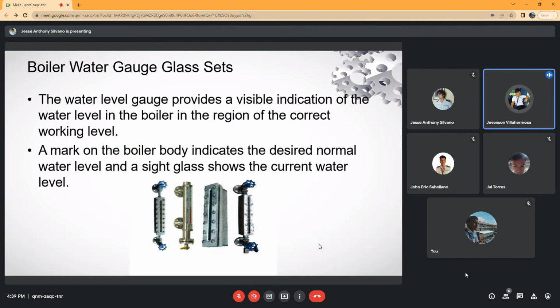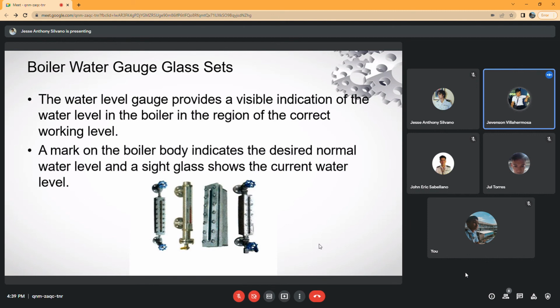So the next topic, boiler water gauge glass sets. The water level gauge provides a visible indication of the water level in the boiler in the region of the correct level. So the boiler gauge is a sight glass which indicates the water level in the boiler. A mark on the boiler body indicates a desired normal water level, and the sight glass shows the current level. As you can see in the picture, it shows the current water level.